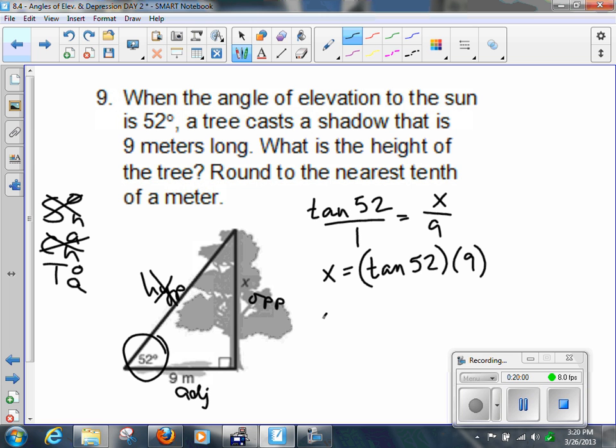Why is this one nicer? It does say nearest tenth, but it's just multiplication. It's just straight up multiplying. And what did you get for your answer? Did you guys get 11.5? Questions? No questions at all? Yes, sir?